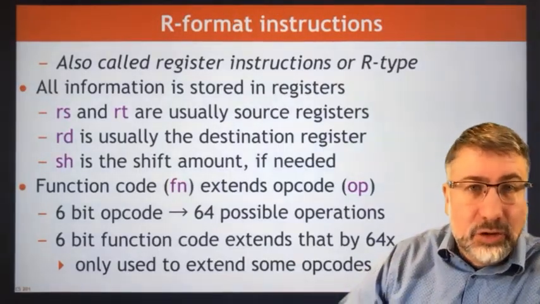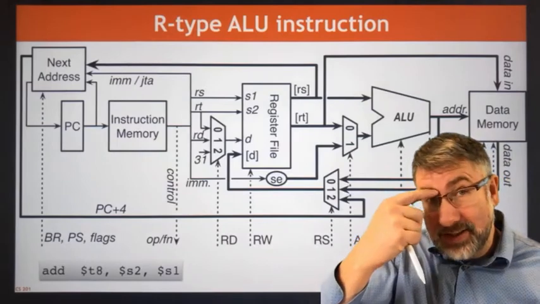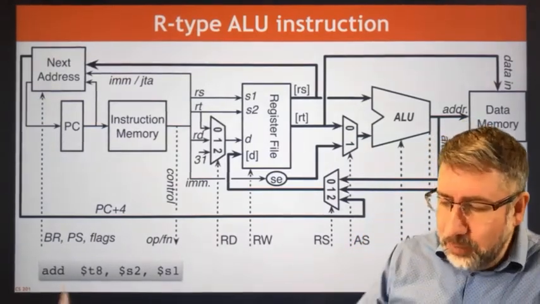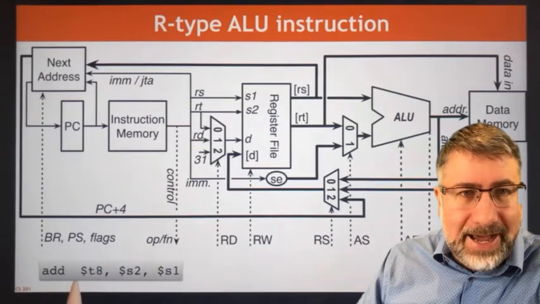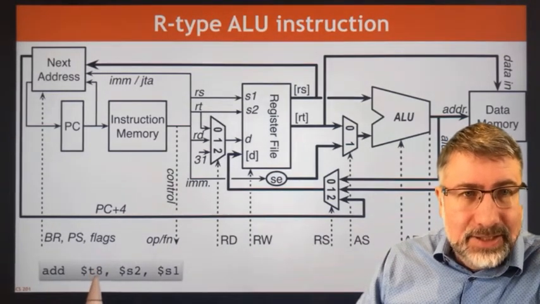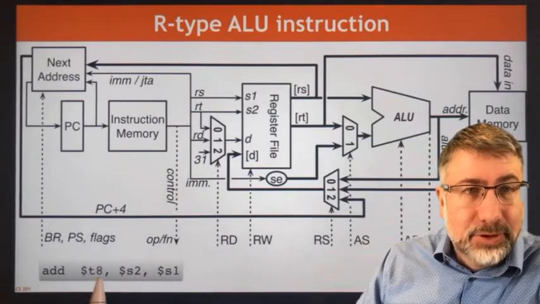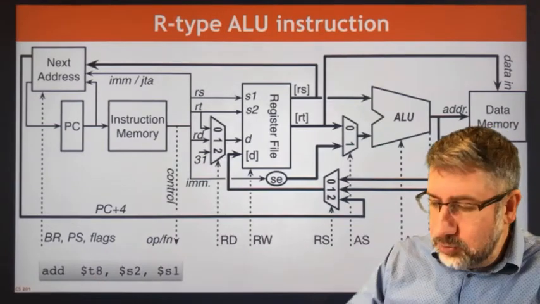And in fact, we can look at this here as well. This is, again, the same machine I just showed you. A few little differences, but in general, the same machine. We're going to show you what happens when we do add into T8 the value that's specified by S2 and S1. So it's going to take S1 and S2, add them together, and put the result into T8. So let's watch what happens.